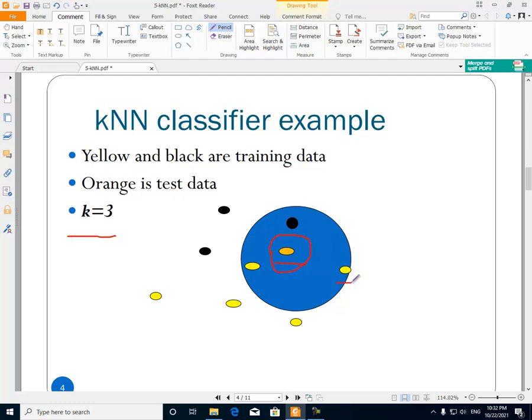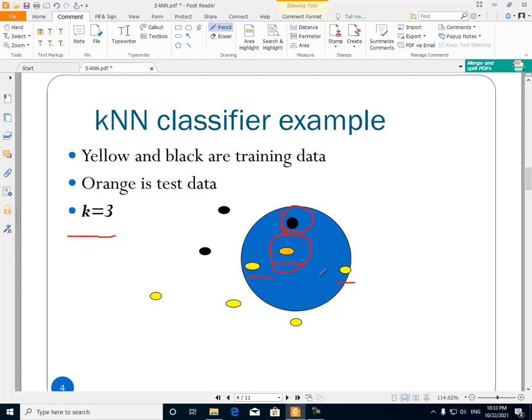This is 1, 2, and 3. These 3 data are the nearest data to the test data. Two of them are yellow and 1 of them is black. So we have calculated the distance of all of the training data to the test data, and then we have selected the three nearest data.